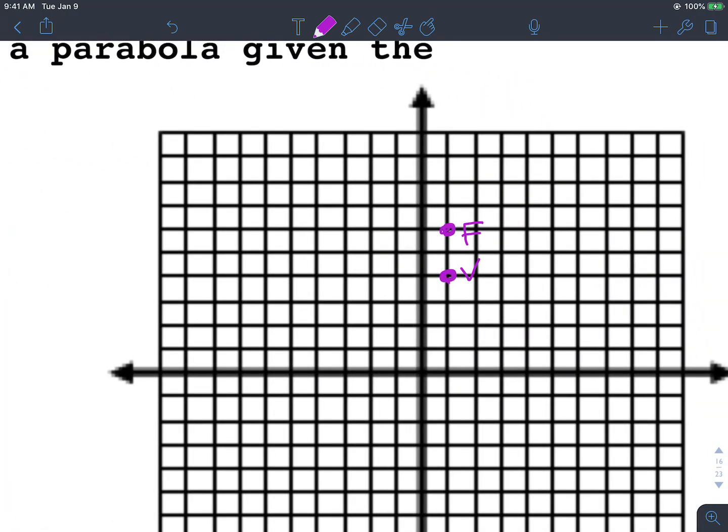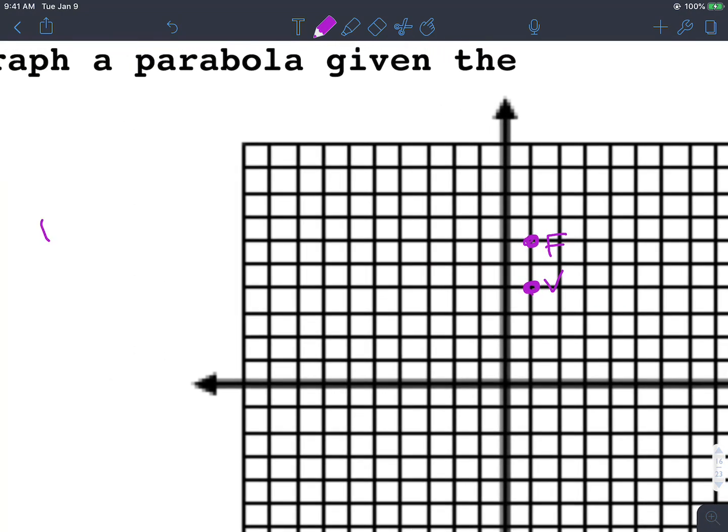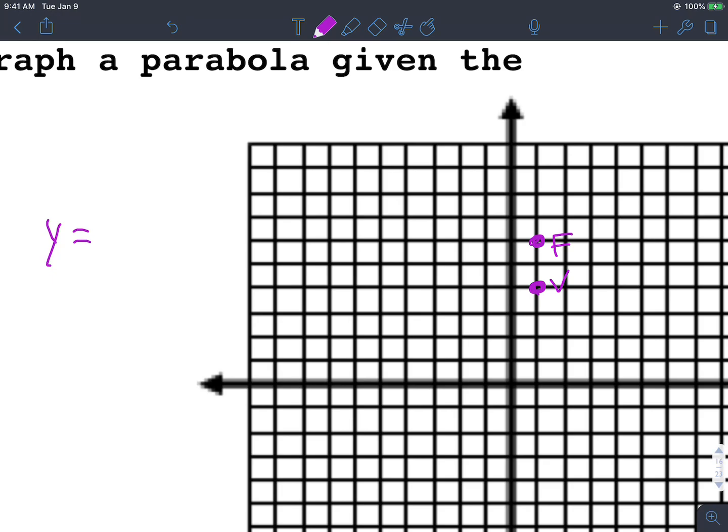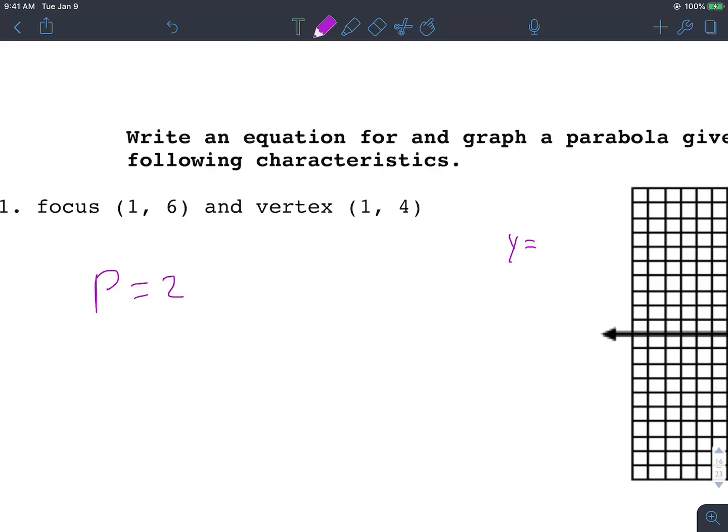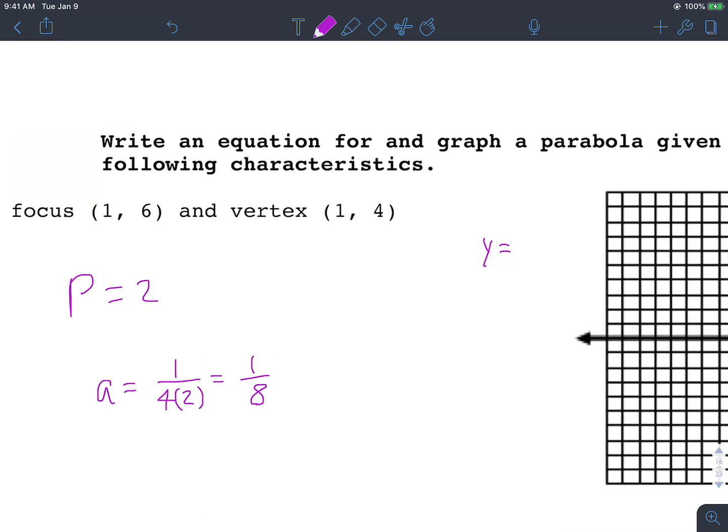So if the focus is above the vertex, that means it needs to open up eventually. So now I know I need a y equals type of graph. I need a y equals, and then I need my x squared eventually. Since my distance here is 2 full units, I'm going to say P is equal to 2, and then my A value is 1 over 4 times your P value, which is 1 over 4 times 2. That's useful because then I can get the number out in front of the parentheses. Apparently A is going to be 1/8.